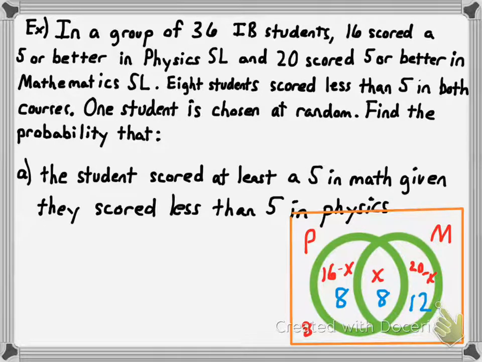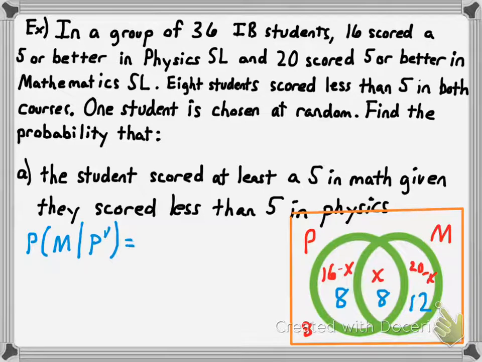All right, the probability they scored at least a 5 in math, given that they scored less than 5 in physics. Now let's use probability notation and try to write down exactly what we're looking for here. We want to find the probability that M occurs, M in this case being somebody who does score a 5 or better in math, given that they scored less than 5 in physics. That means given that P does not occur. Does that make sense? Okay.